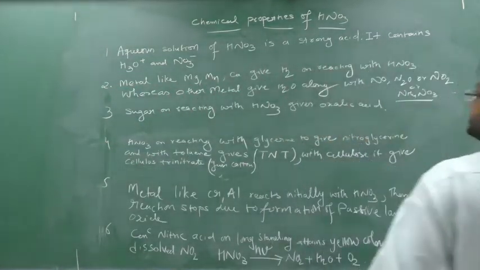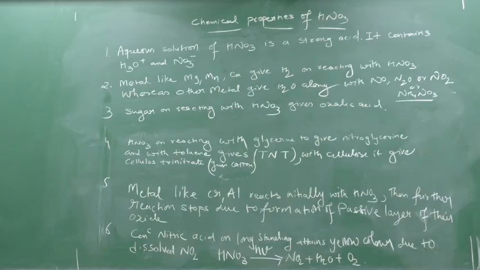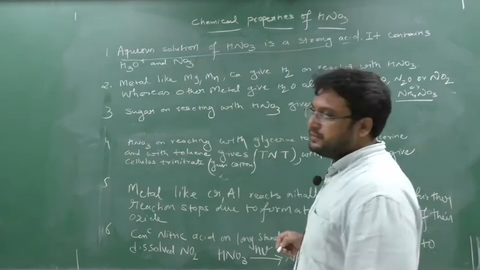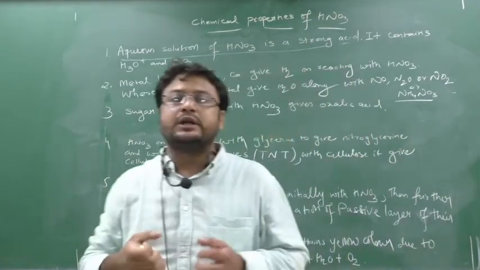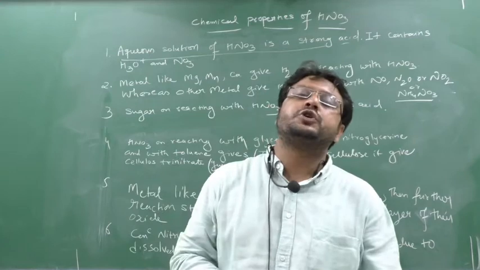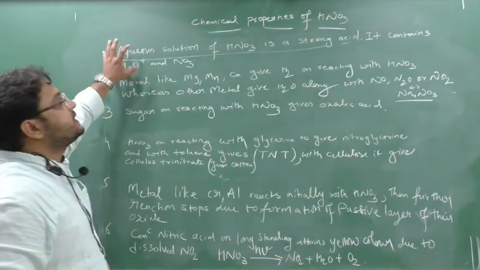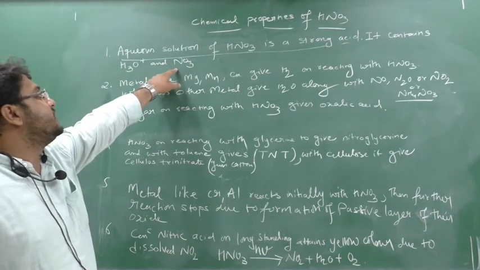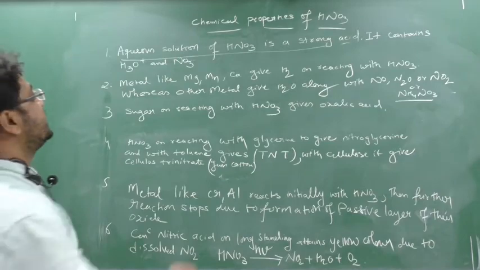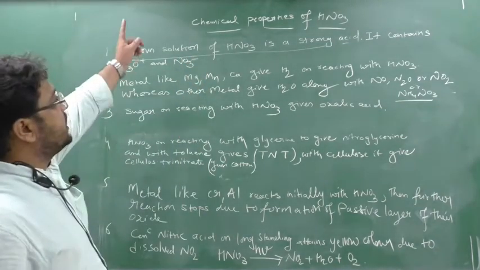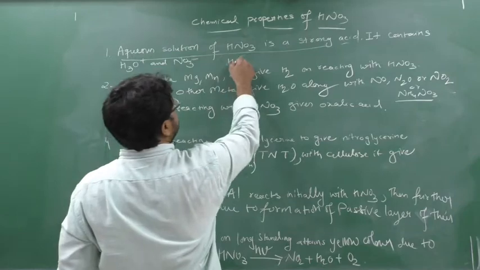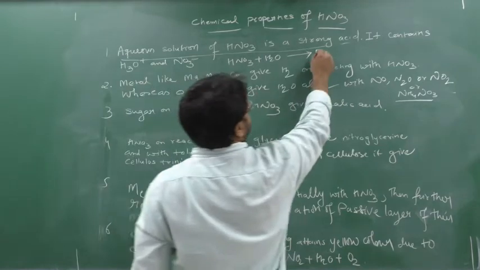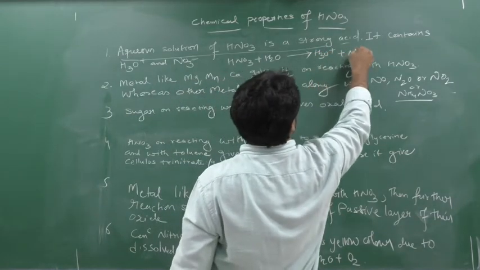The first property is that the aqueous solution of nitric acid is a strong acid. Why? Because any substance that gives H plus or H3O plus when dissolved in water is an acid. So whenever nitric acid is dissolved in water, it will yield H3O plus and nitrate ion, that is NO3 minus. So it contains H3O plus and NO3 minus, meaning this HNO3 is a strong acid. If I take HNO3 and dissolve it in water, I will get H3O plus and NO3 minus.